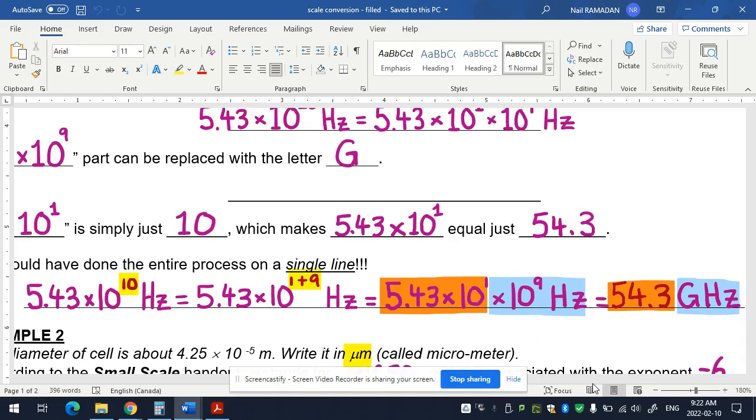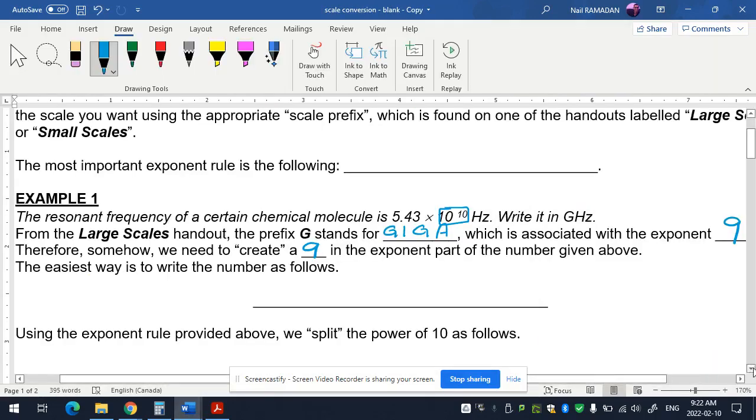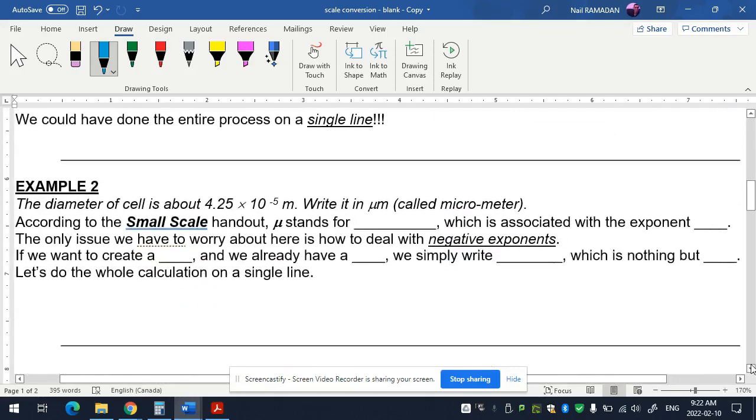Okay. All right, everyone. Let's go to the blank version. So here's the question. Go. All right. In cell biology, the diameter. What's the diameter, by the way? When you talk about a circularly rough shape, a diameter is the distance from where to where?